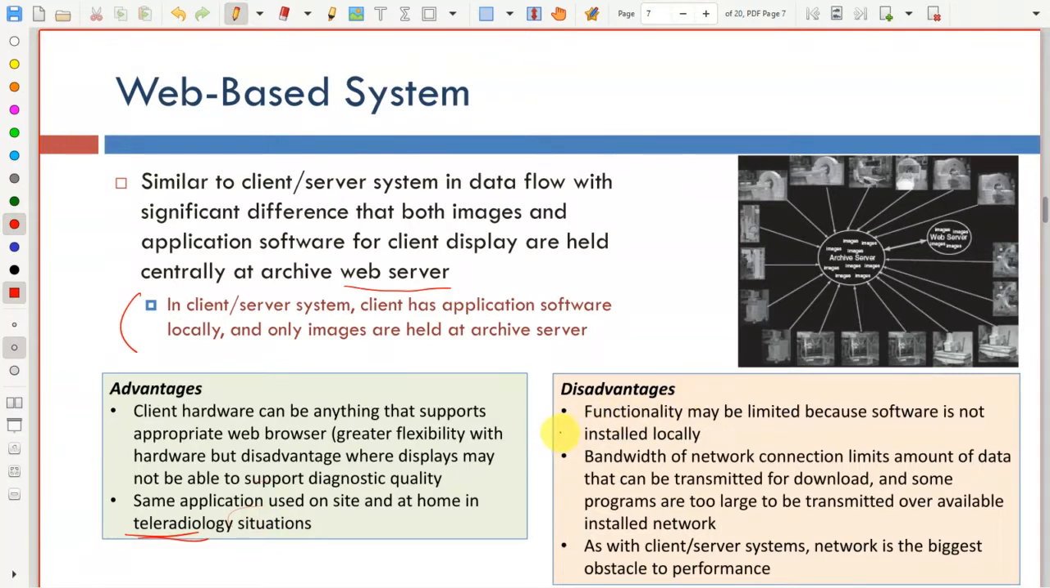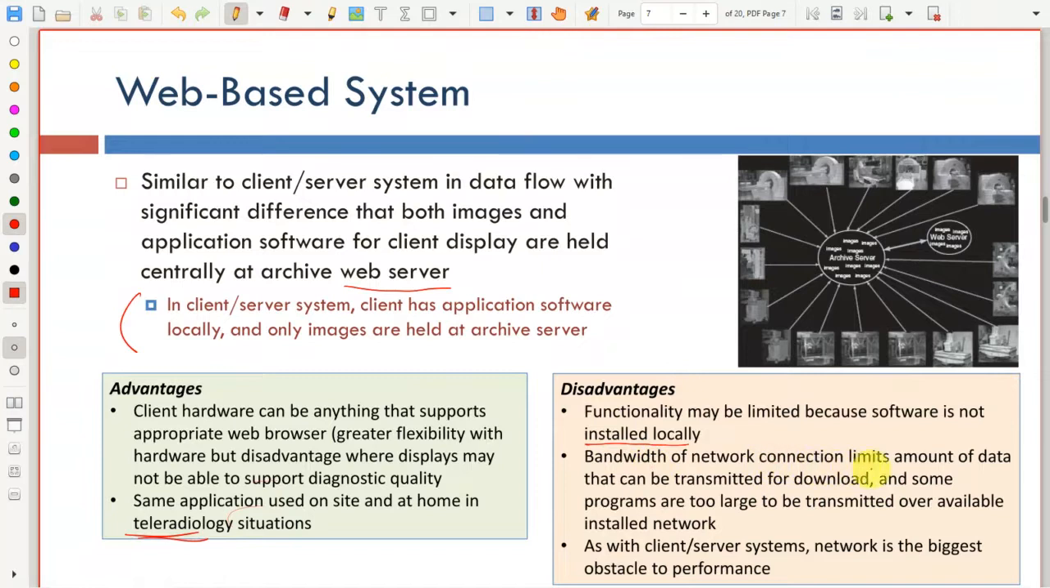The disadvantages include the functionality may be limited because the software is not installed locally. Basically, you're working through a web browser, so you're dependent on the internet connection speed, for example, okay? Sometimes there is a delay, and some functionalities might not be available on the web server, they might be available only locally, so it depends on the kind of things that you're talking about. But in general, there might be some limitations on some functionalities on the web server in comparison to the ones that are on the local workstations.